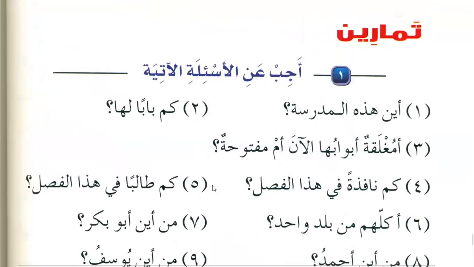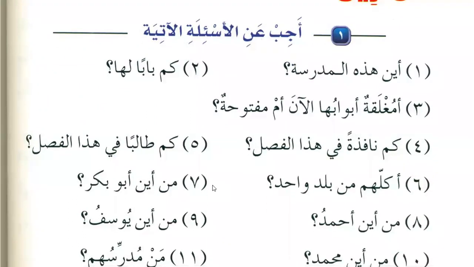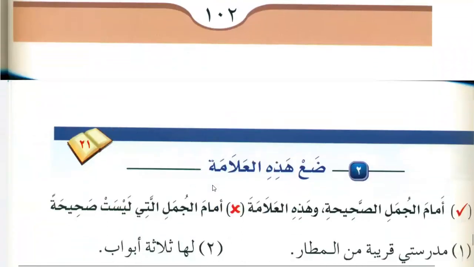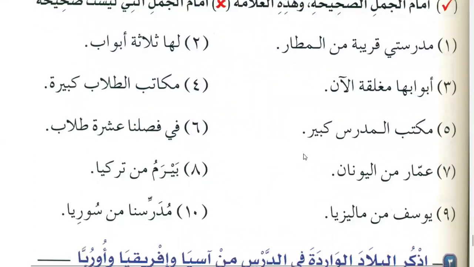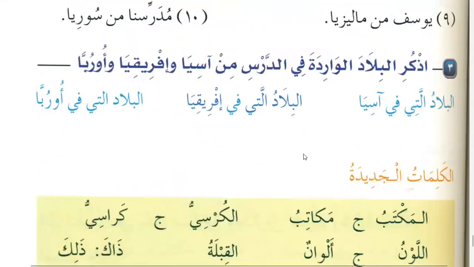Now the exercise: answer the following questions. These questions are your homework. You will answer them according to the lesson, or you can answer them according to yourself, but it is better to answer according to the lesson. Then it asks you to put a tick mark in front of the correct sentence and a cross mark in front of the sentence which is not correct. So you will put the tick or cross according to the lesson.